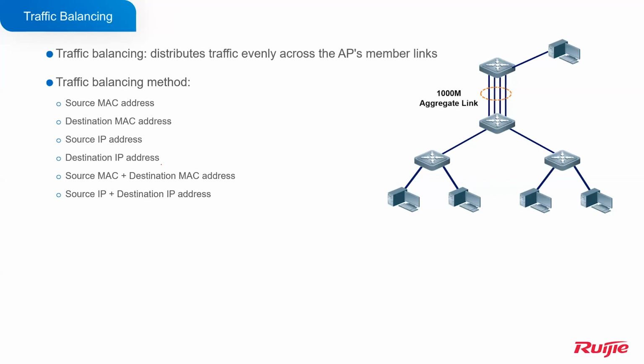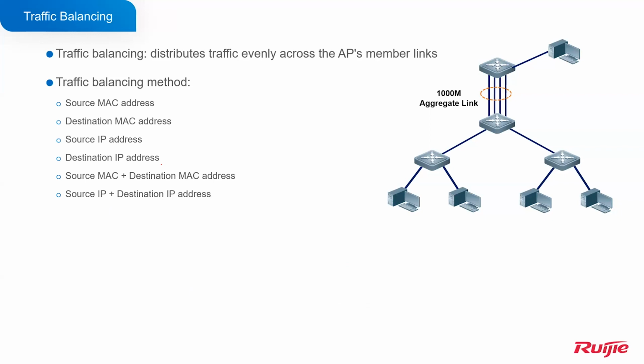Here, the method refers to the way we distinguish these packets. Because to load balance the packets, we should distinguish them into different types and then forward them via different links. So the method to distinguish these packets is called the traffic balancing method. For example, if you choose the source MAC address, we can distinguish these packets into different types based on the source MAC of the packet. Or destination IP means that we can distinguish the packets based on the destination IP address of the packet.